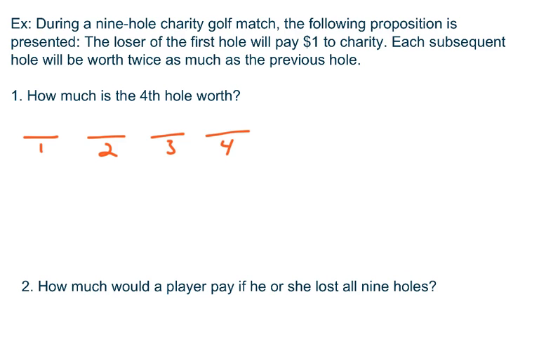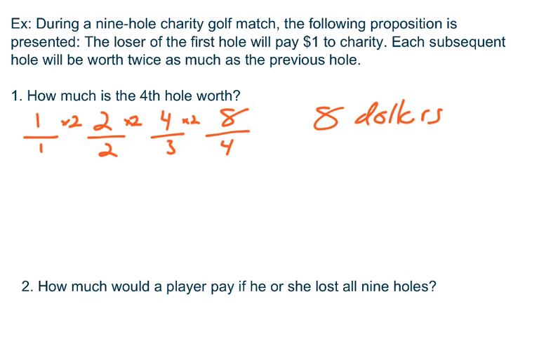We know the first hole is worth $1. Second hole is worth twice as much, so we go times 2, so that would be $2. The third hole is going to be worth twice as much more, so that's $4. Times 2 to get the next one, so the 4th hole is going to be worth $8. Okay, so that's the first question. How much is the 4th hole worth? It's $8. Now, is there a way we could figure this out using the geometric or arithmetic series and sequences? And the answer here is yes.